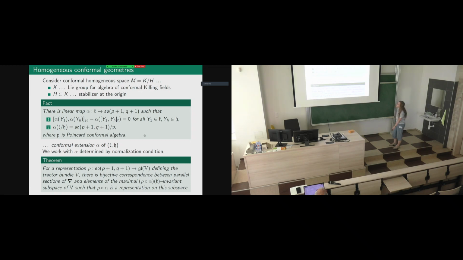So having this, there is the following thing. For a representation rho, defining the tractor bundle V, there is a bijective correspondence between parallel sections of the tractor connection and elements of a maximal invariant subspace of V with respect to the action of rho alpha, or the image of K under rho alpha, such that if we restrict this rho alpha, it is a representation on this subspace. So basically the next step is if we can describe this subbundle somehow.